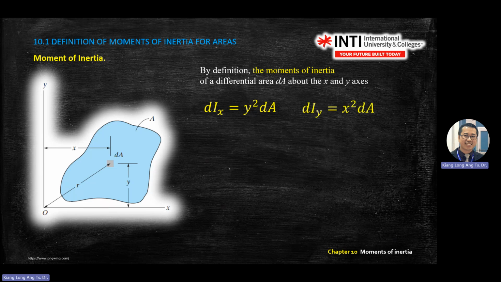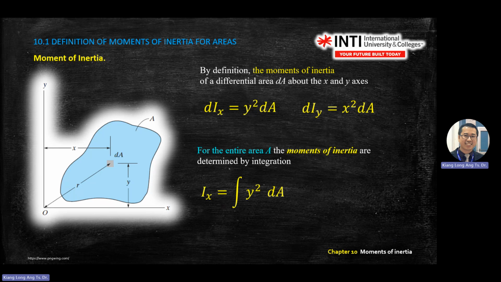Okay. Same with Iy. Iy is about the y-axis. So when you look at the y-axis, there is a distance x from the y-axis to the area. Right? So don't confuse between Ixx and Iyy. So dIy equals x squared dA. So don't confuse between the Ixx and Iyy. Okay. So you do integration, you get the entire moment of inertia of the area.